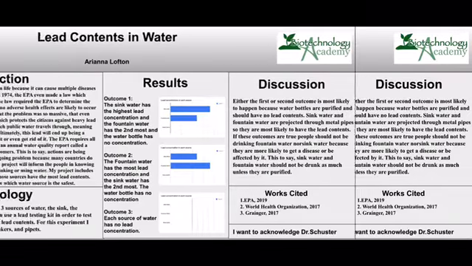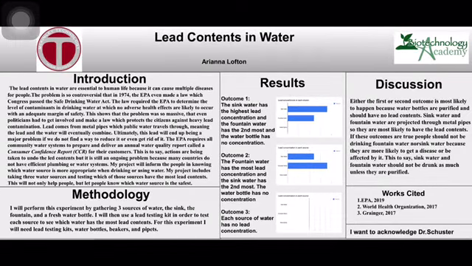Now, to my methodology. I will perform this experiment by gathering 3 sources of water: the sink, the fountain, and a fresh water bottle. I will then use a lead testing kit in order to test each source to see which water source has the most lead content. For this experiment, I will need lead testing kits, water bottles, beakers, and pipettes.